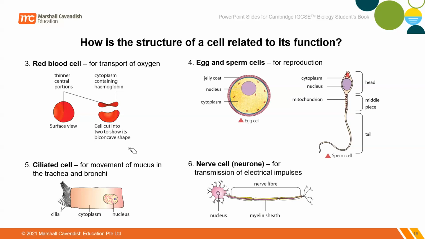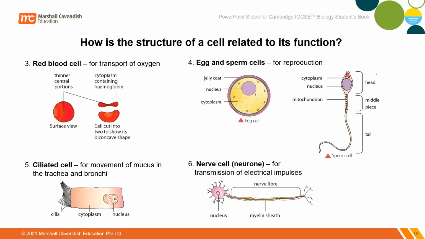Eggs and sperm cells. Eggs are the gametes or sex cells for the female, and these gametes have a jelly coat, nucleus, and cytoplasm. We will talk about the structure of the egg cell in topic 16.